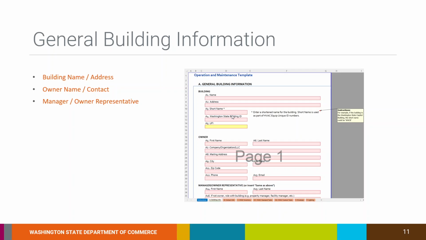The Washington State Building ID is a specific ID issued by the Department of Commerce for certain buildings, especially related to programs like the Clean Buildings Performance Standard. You would find this ID in the initial notification letter and Clean Buildings portal. The UFI, or Unique Facility Identifier, is a unique code assigned to each state-owned or leased facility in Washington's facilities inventory.